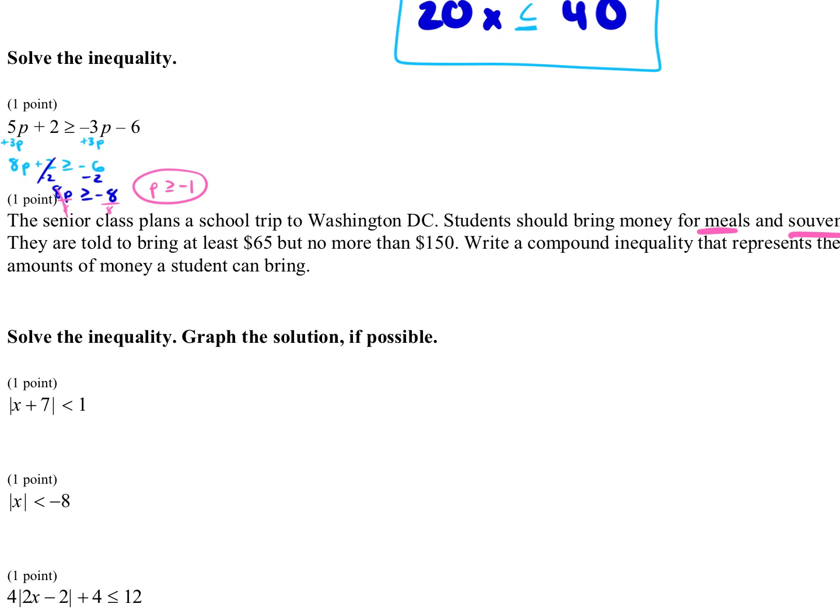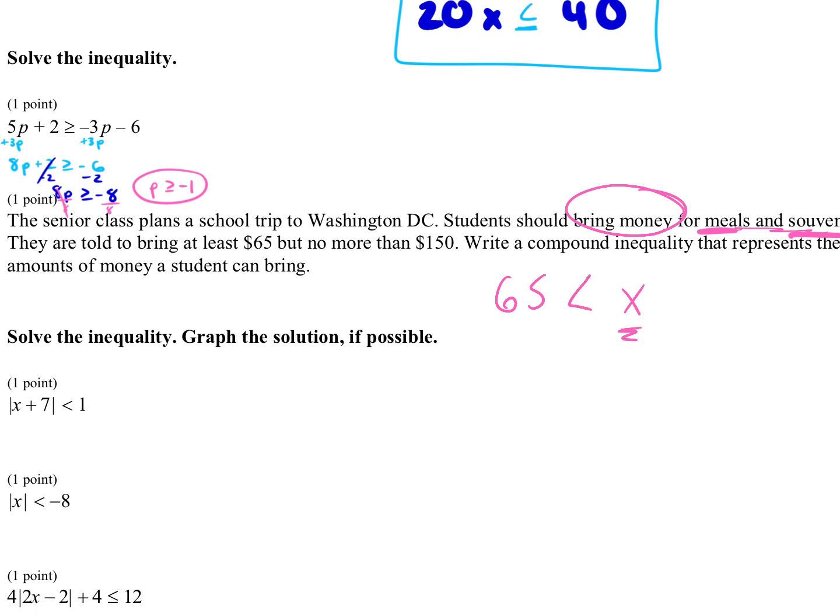So we're just talking about the amount of money. The meals and souvenirs don't even matter. We're just talking about how much money. So it's got to be something in between 65. The amount of money that I'm bringing is... 65 less than the amount of money or greater than? What type of inequality should I put here?